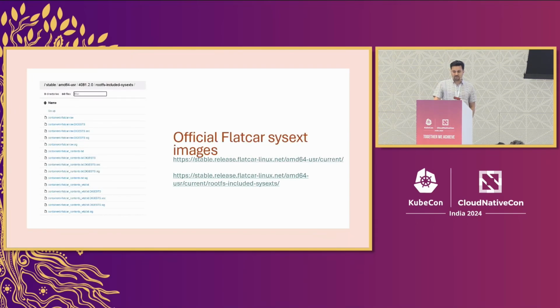Now going over to the official Sysext images. This is the place where we store our images. It's on stable.release.flatcar-linux.net. If you go there, you will find all the cloud images as well as all the Sysext images. These are the ones that are built during the build process of Flatcar images.